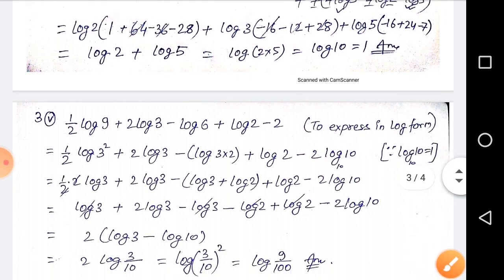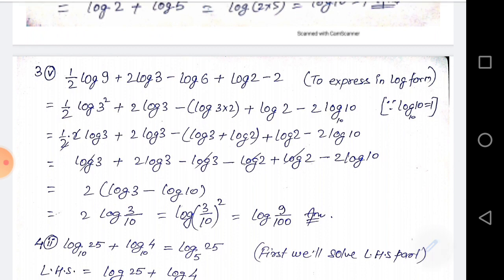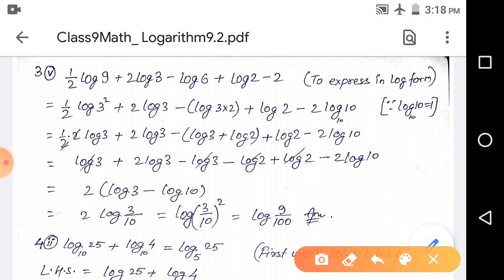Now see this question, question number 3. For this question number 3, see what we have. We have log, 1 by 2 log 9 plus 2 log 3 plus log 6 plus log 2 minus 2. So first we express all the terms in log form. See we have 1 by 2 log 3 square. For this 9 we can write 3 square, and when this 2 is taken out, it will be taken as a multiple. So this half into 2, what does this become? Half and 2 cancel, so this one finally becomes log 3.